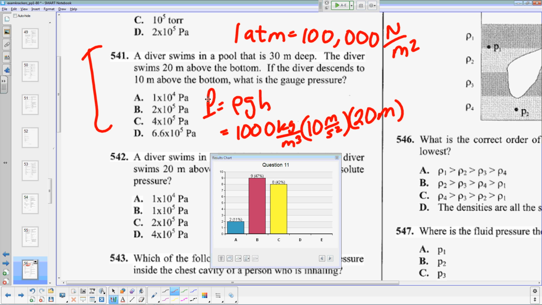All right, so that's 1,000 times 10, which is 10,000, times 20, which is 200,000. So that's going to be B is the right answer. What answer is that? 541. Yeah, B is the right answer.